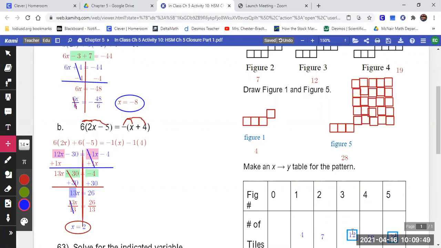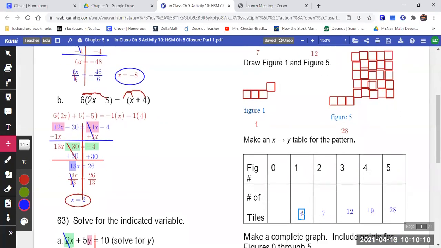Notice they have a figure 0. If we use the same logic, how many tiles would be in figure 0? What would it look like? Use the same logic of what it looks like, what is changing, what is not changing. Keep that in mind and backtrack from figure 1 to it.